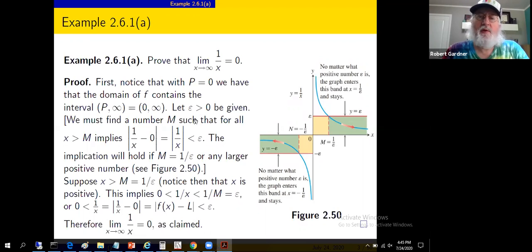Could you do the same thing for the limit as x approaches negative infinity of 1 over x equals 0? That's part B of this example. And the picture tells you what to do. You'll choose capital N to be negative 1 over epsilon, and off you go. Things will get a little bit more interesting down here when you have the absolute value in that case, but very similar. It'll fall through. It's in the book.